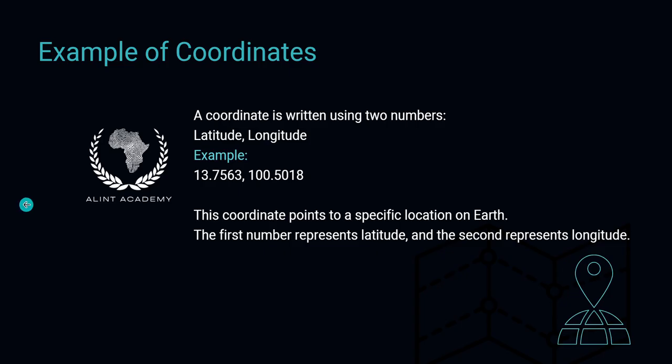Example of coordinates. Coordinates are written using two numbers, latitude first, then longitude. For example, 13.7563, 100.5018. The first number represents latitude, the second longitude, pointing to a specific place on Earth.